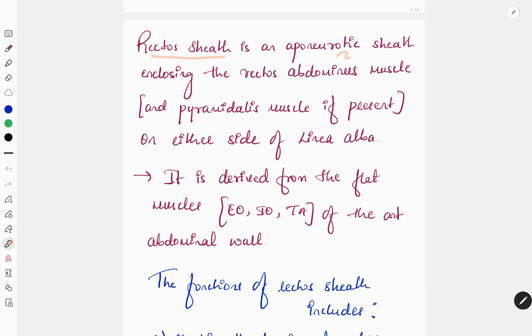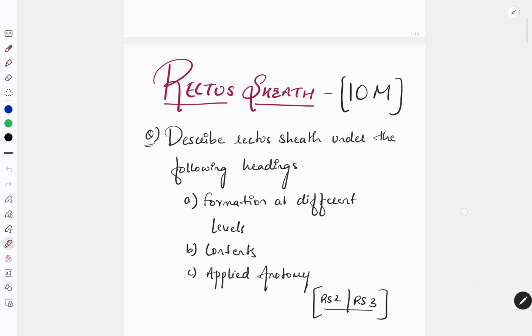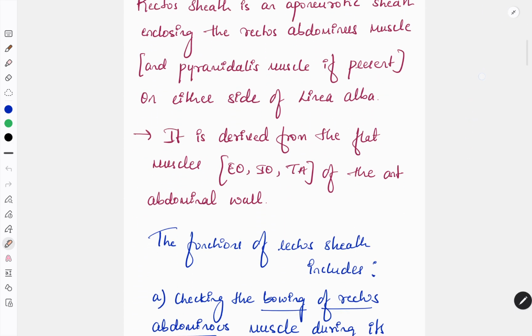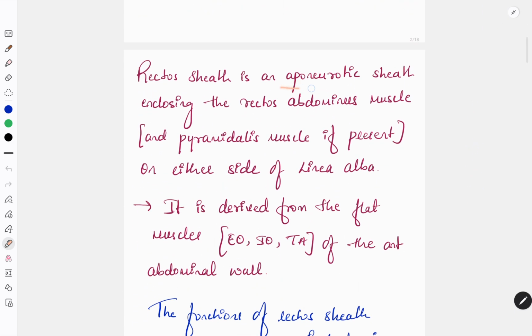The rectus sheath is an aponeurotic sheath enclosing the rectus abdominis muscle and the pyramidalis muscle if it is present on either side of linea alba. So let me just go back to this pic. So this you can say is the linea alba, okay? So on either side it encloses the rectus abdominis muscle. So that is nothing but your rectus sheath. Okay, it is an aponeurotic sheath enclosing the rectus abdominis muscle on either side of linea alba.